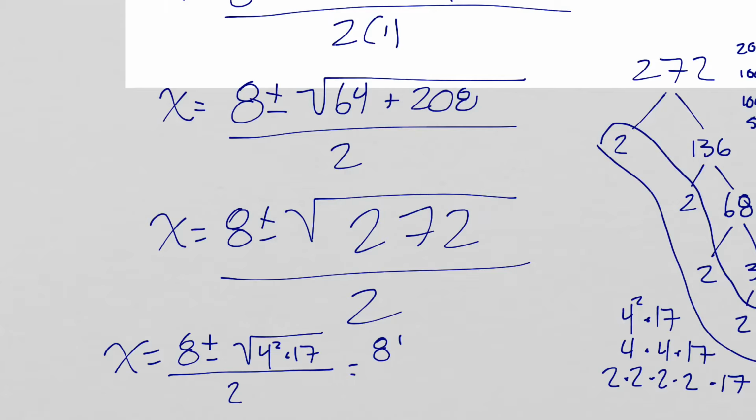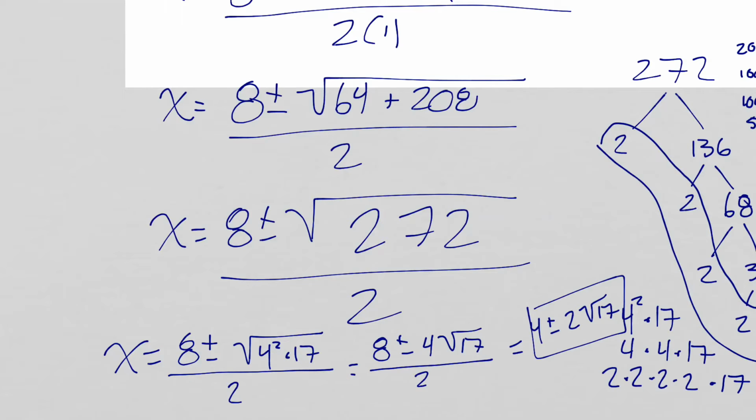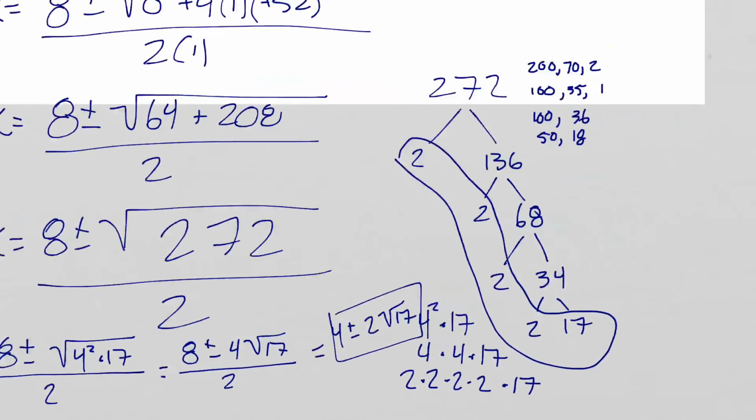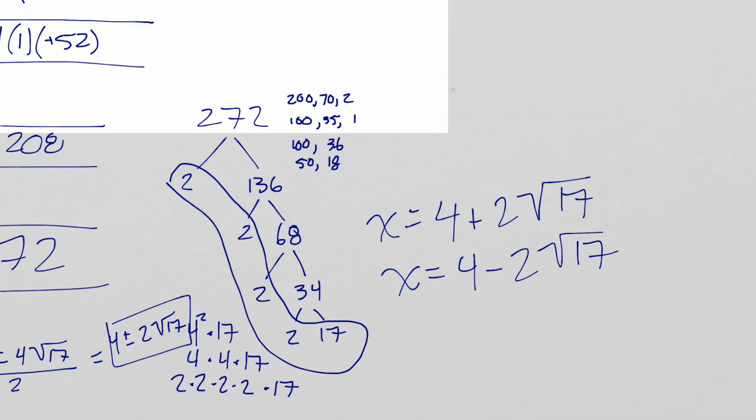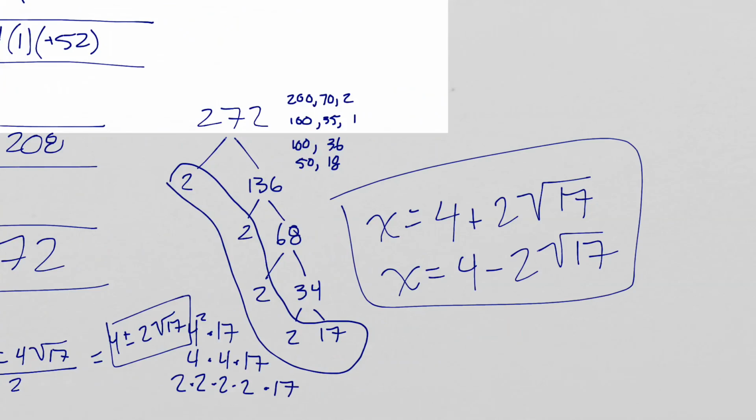So 8 plus or minus 4 root 17, all of that divided by 2. I can get rid of that denominator by dividing the 8 and the 4. So 8 divided by 2 is 4, plus or minus 4 divided by 2 is 2 root 17, and those are my solutions. So it was a little messy, but we did it. So x equals 4 plus 2 root 17. x equals 4 minus 2 root 17. And we found our two solutions using the quadratic formula.